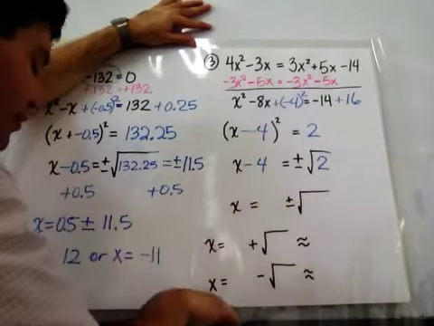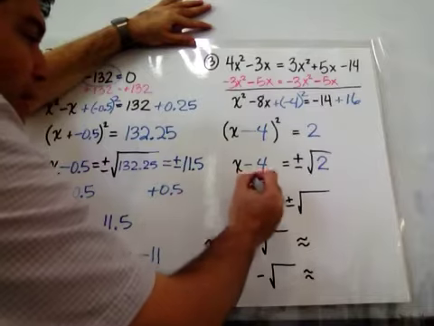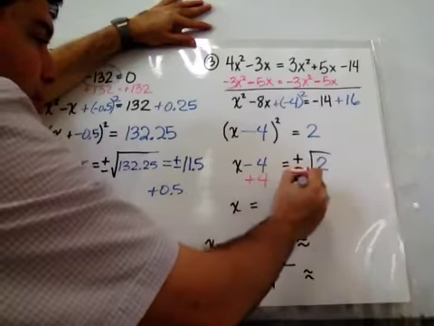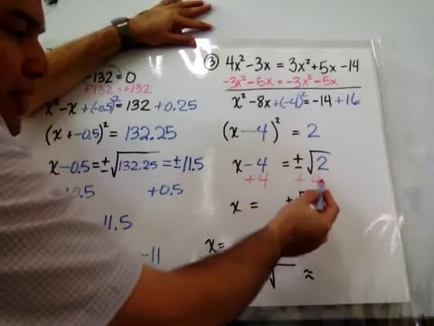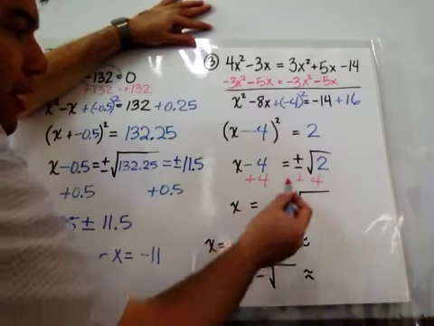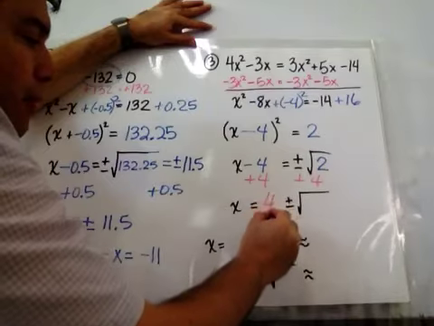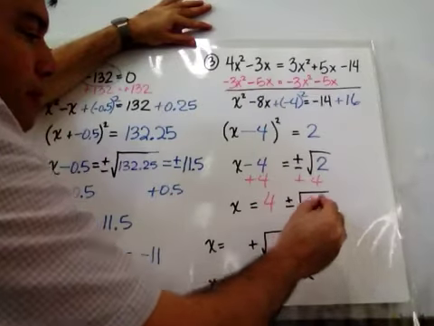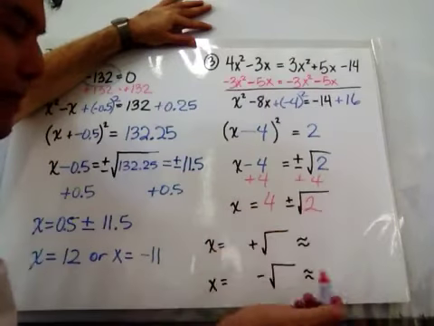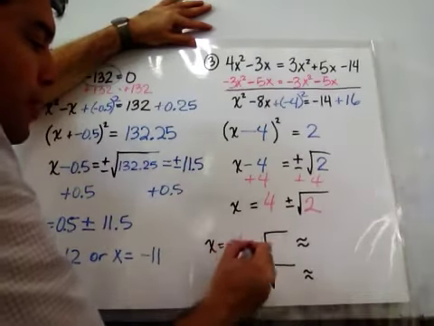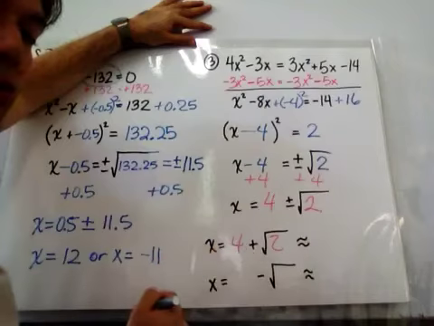Then we cancel the minus 4 by adding 4, plus 4, plus 4. There's nothing much you can do on this side, but here it's just x. And here I'm going to put 4 plus and minus the square root of 2. This gives us two solutions. 4 plus the square root of 2 is the exact solution.